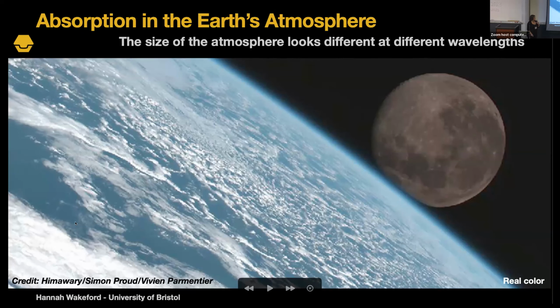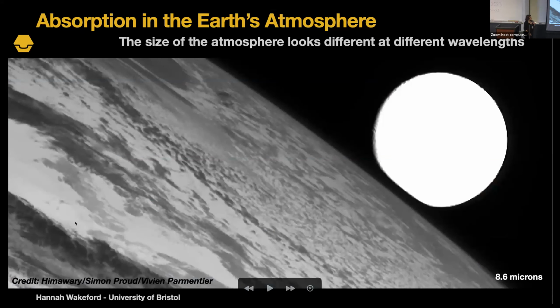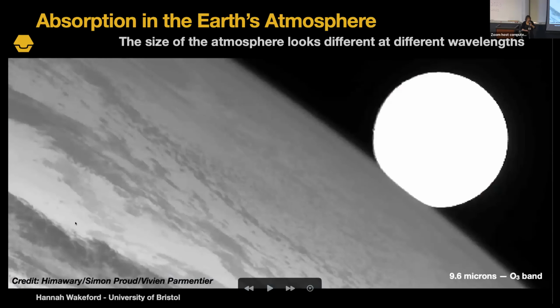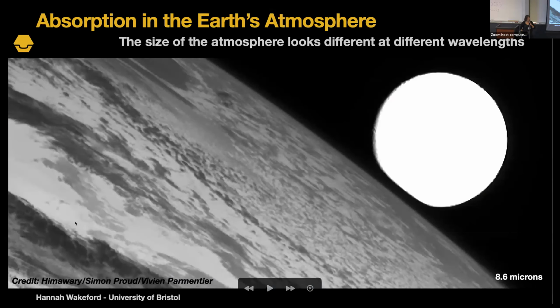So showing you a graphic from Vivien Parmentier, and it is wrong. This is not what we do in transmission. This is emission. Emily will tell you later. But it's a really good illustration of essentially what we're seeing. We are measuring the size of our planet. So if we look at the Earth-Moon system, we can see in real color the size of our planet and its atmosphere. If we go to different wavelengths, the physical size of that atmosphere is changing. The light that is being blocked is different. So we're seeing that change in the size of the planet. There is light being blocked.